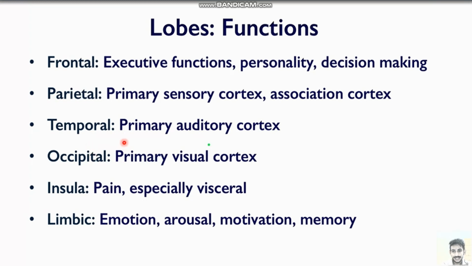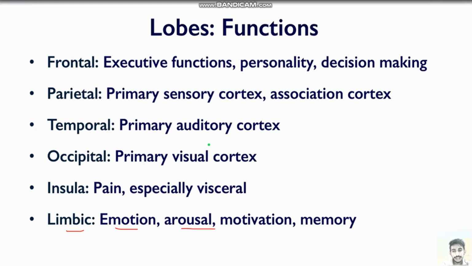So this is our occipital lobe. Then of course the insula, and we know that the insula is associated with pain, and it receives visceral sensations from hollow organs, for example our intestine, our heart, and our viscera. And our limbic lobe is very much concerned with our emotions.